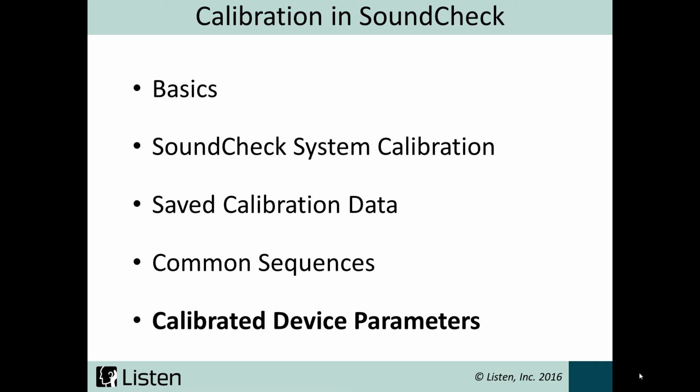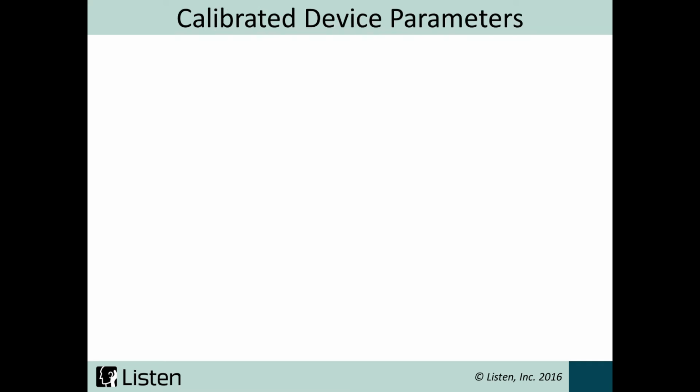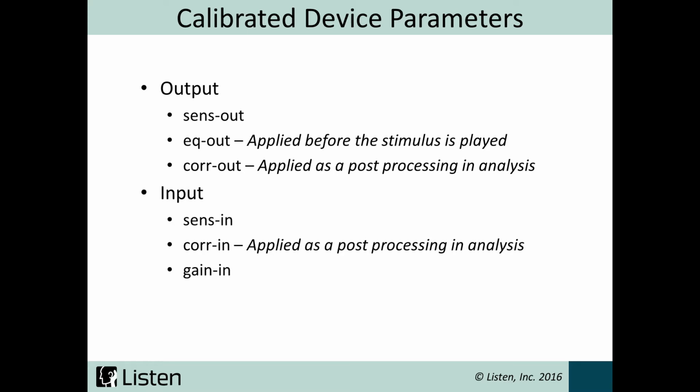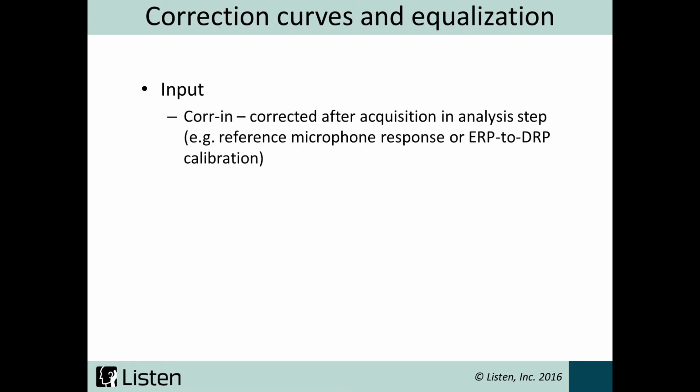In this video, we'll go over all parameters associated with a calibrated device. First, we'll look at the output side. We'll have the sensitivity out, EQ out, and correction out. An input has the sensitivity in, correction in, and the gain in. The correction in is the correction after the acquisition in the analysis step. For example, our reference microphone response that we used in the memory list, or an ERP to DRP calibration.